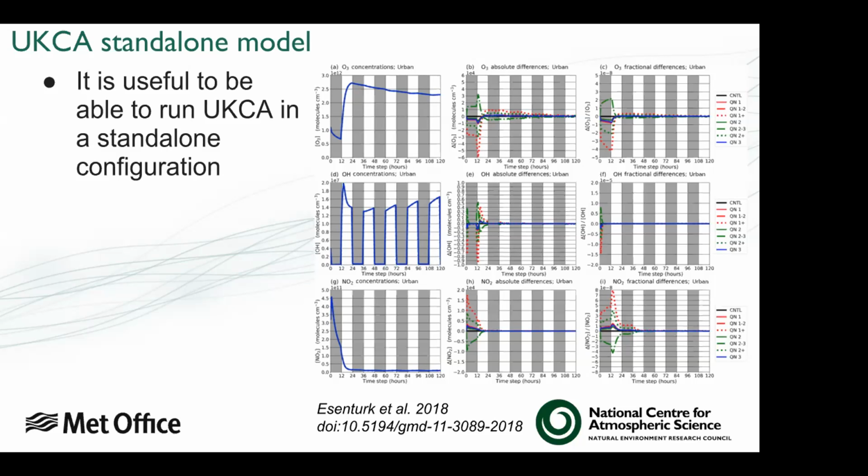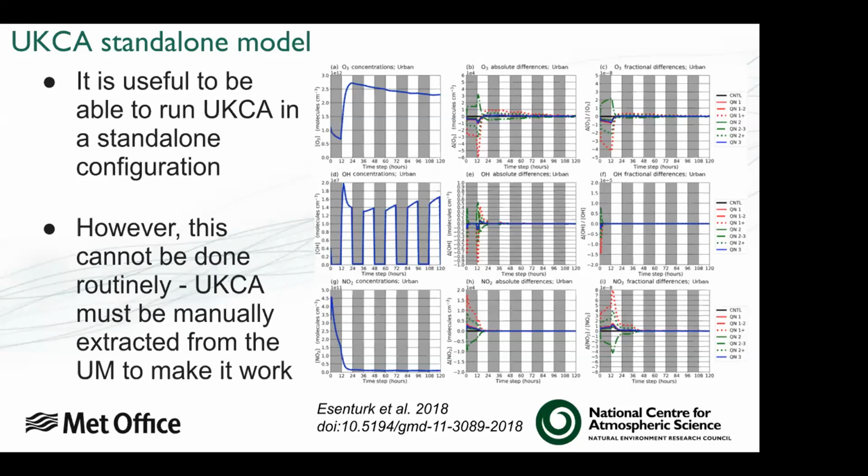So this is some work that we did a couple of years ago that was done by Scott Archer-Nichols, where we were looking at improvements to the UKCA chemical solver to try and speed it up. And we were able to run these improvements in a standalone model as well as running them in the global model. So we could look in much more detail at what these did on a time-step by time-step basis within the solver, as well as being able to then look at these on a more global scale. But there are problems with this. So we can't do this routinely.